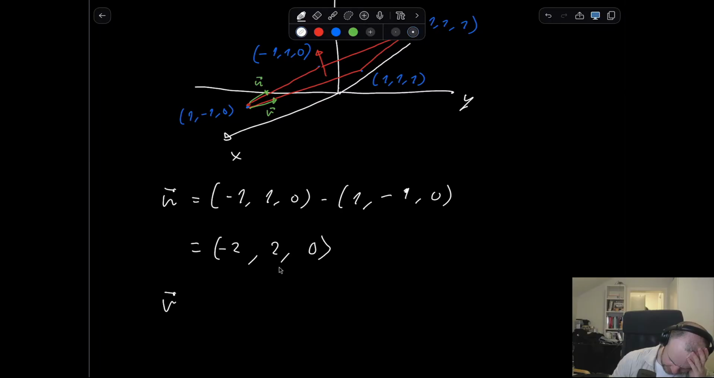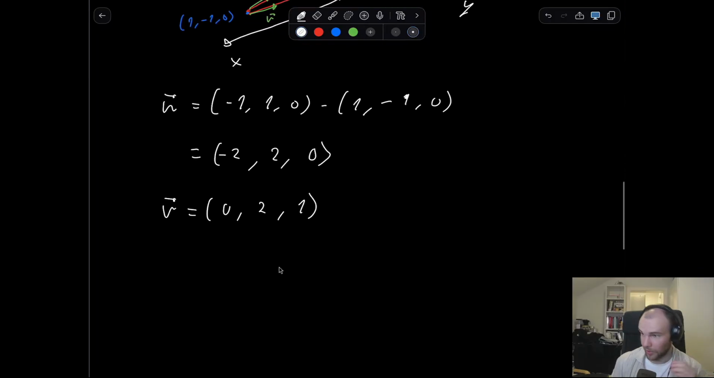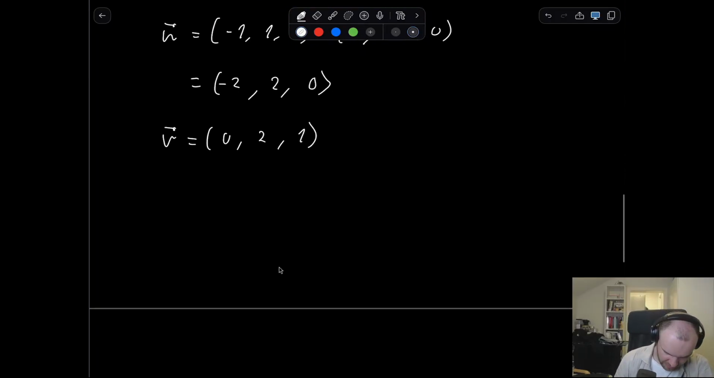Okay, so v, that's just 1 minus 1. I should do that in my brain. Then I get 1 minus minus 1, that's 2. Then I get 1 minus 0, that's 1. Is this correct? 1 minus 1 is 0, 1 minus minus 1 is 2. Either I'm a complete moron or I don't know.